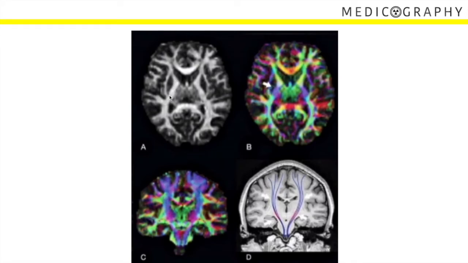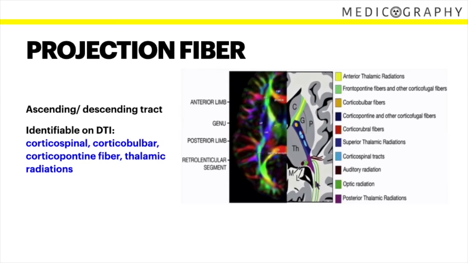So if you can see this DTI, here is the CST, the corticospinal tract, which is on the posterior part of the internal capsule. And other projection fiber tracts that are identified on DTI are the corticobulbar, corticopontine, and thalamic radiations. You can see it here. It's a very complex one. You can screenshot it, save it, keep it, and remember it.